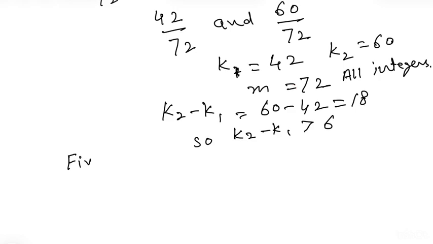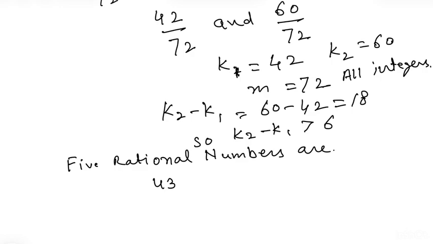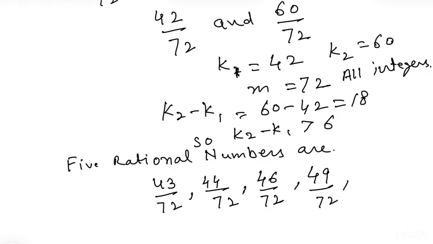So 5 rational numbers are 43 by 72, 44 by 72, 46 by 72. I can write 45 also, we can write anything, it is not necessary to write skipping one by one. I am writing only 46 by 72. The next I am writing 49 by 72. Next is 51 by 72.